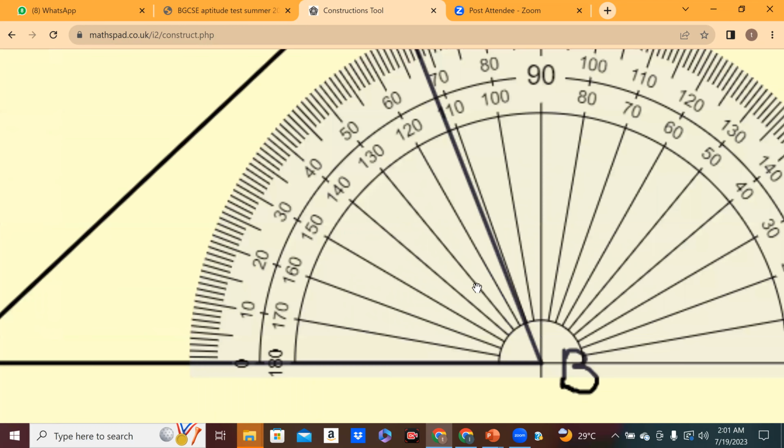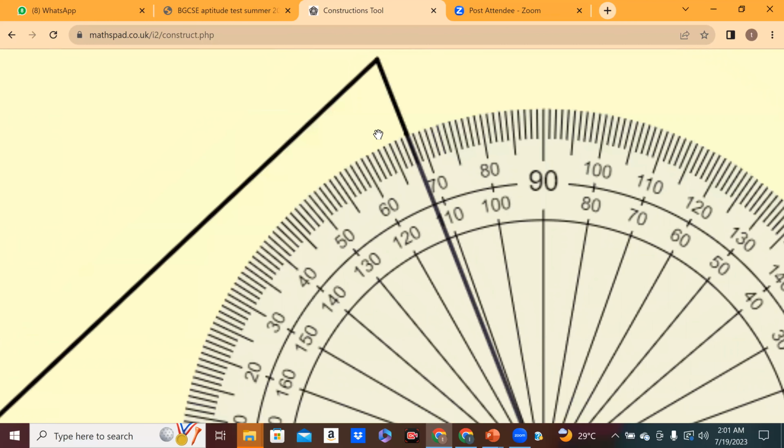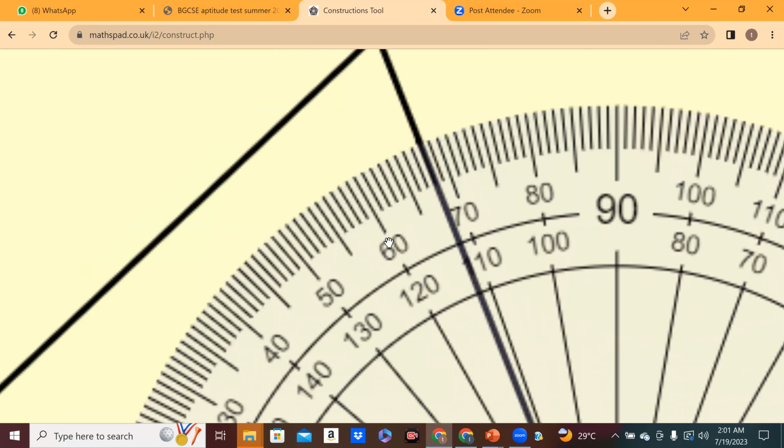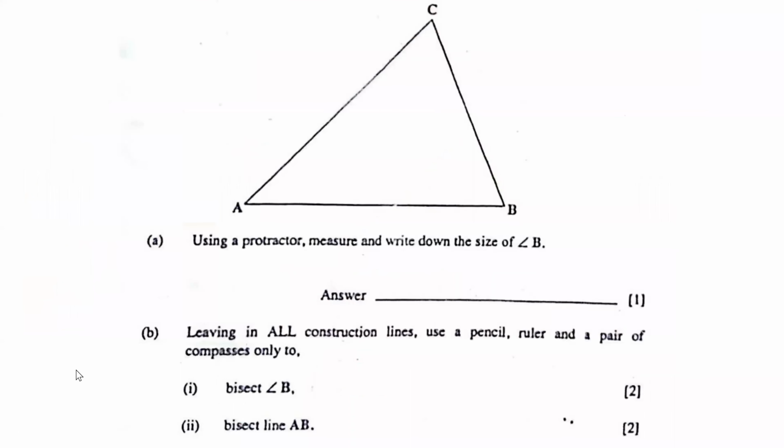If we look carefully, this is 0, 10, 20, 30, 40, 50, 60. Let's zoom in some more. So we had 60. This is 65. It's going to be 66, 67, and this is what? 68. So that means that the size of angle B is going to be 68 degrees. Okay, so let's put that in. So angle B is going to be equal to 68 degrees.